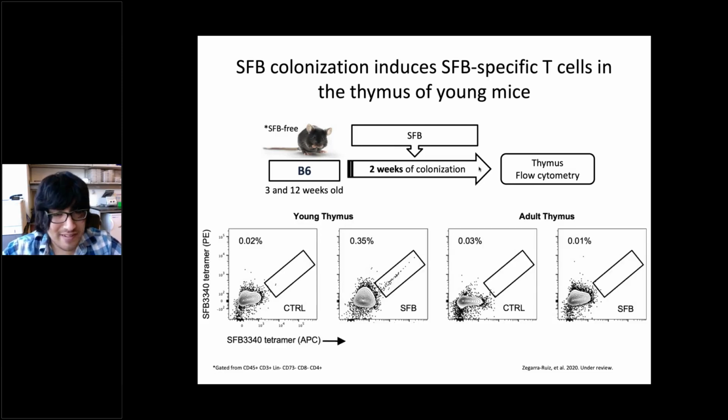What we find in the thymus of these mice is that only in mice colonized at weaning, so in young mice, we see the induction of these SFB-specific T cells after 2 weeks of colonization. However, in adult mice, around 12 weeks of age, we don't see any induction, as you can see here.